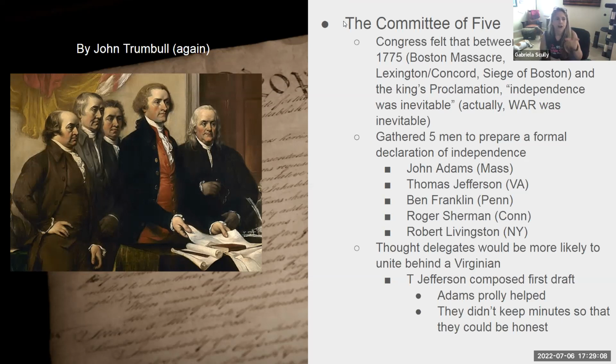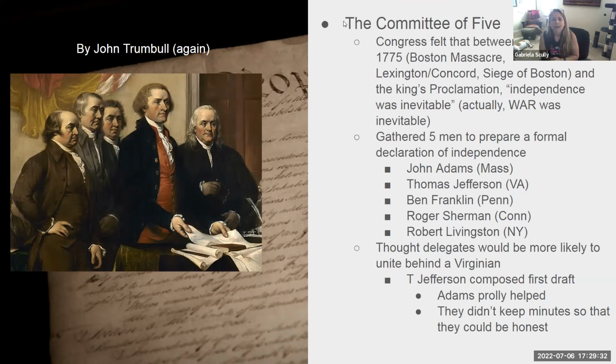So they gather these 5 dudes on the right-hand side. This picture is by John Trumbull. We've seen him. He's one of the people who made the thing that's on the back of the $2 bill. So John Adams, Thomas Jefferson, Ben Franklin, somebody named Roger Sherman, and somebody named Robert Livingston. You'll notice they're all from 5 different colonies.